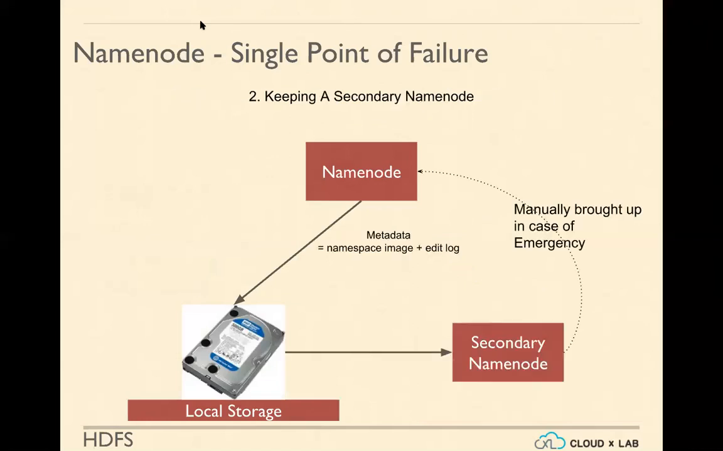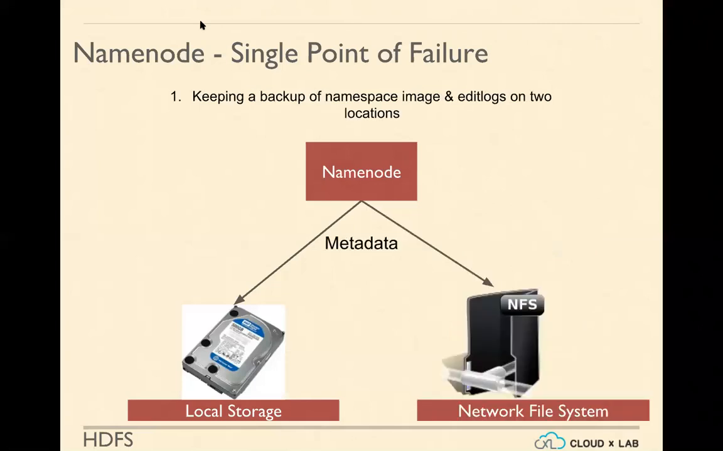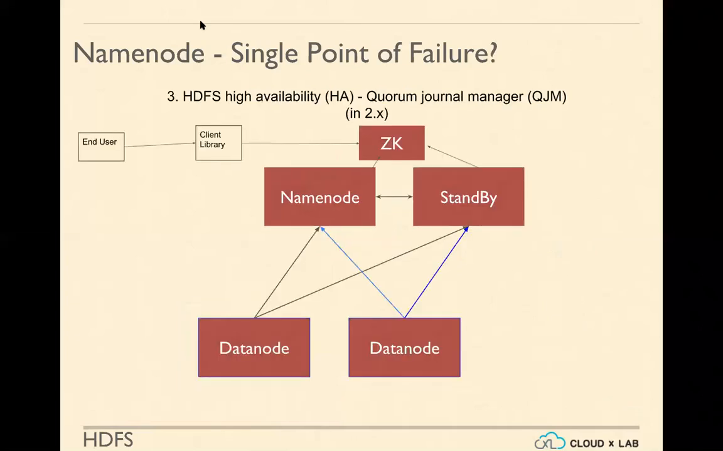Now, the second strategy was to create something called a secondary name node. The secondary name node was again similar to the name node, just that the metadata would have to be provided to the secondary name node before it came up. We'd have to bring up the secondary name node. It was essentially very similar to this setup. Now, third was the highly available system.